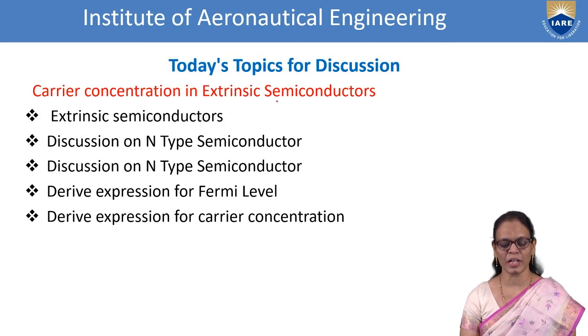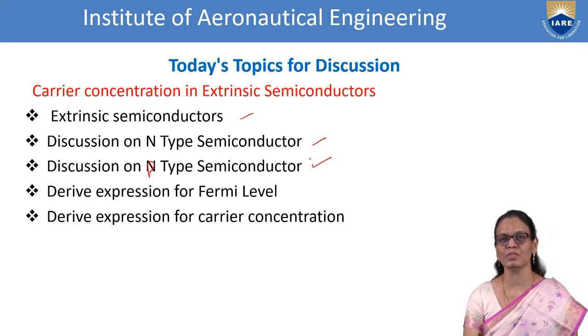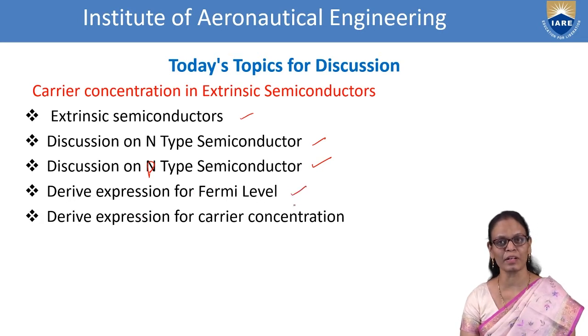Now, the brief outline of how we are going to discuss this topic. First, we will see what extrinsic semiconductors are, and then we will see the classification: N-type semiconductor, and then P-type semiconductor. Then we will derive the expression for the Fermi level, and then we will derive the expression for carrier concentration.